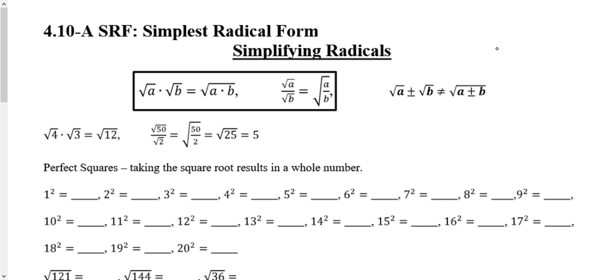So if I had the square root of A times B, could I rewrite it like that? Yeah, because equal signs go both ways. Similarly for this, I could rewrite it like that.